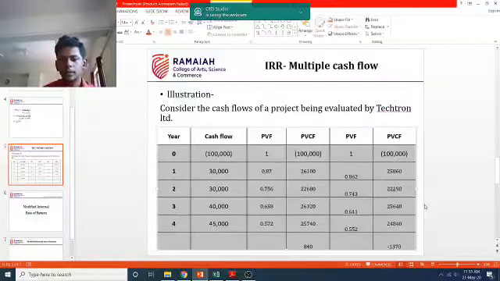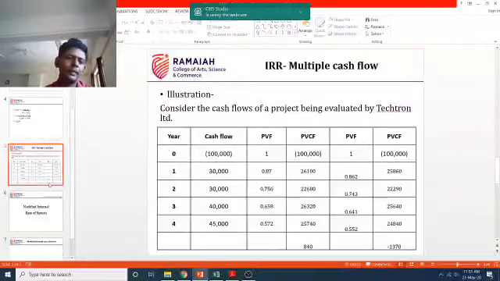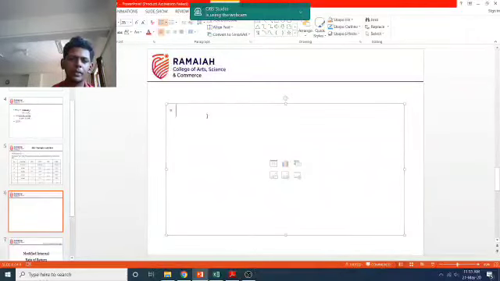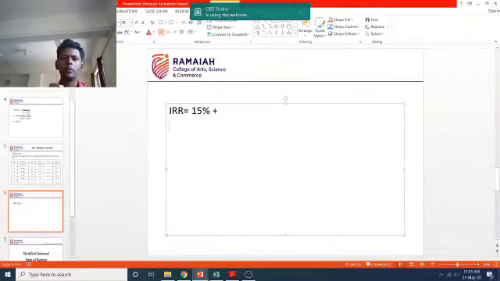There is a method called interpolation, that is nothing but cross multiplication. To keep it simple, we'll just apply a simple cross multiplication. 15% plus. There is a small decimal percentage we need to add to our 15% so that NPV becomes 0. We'll see what it is.